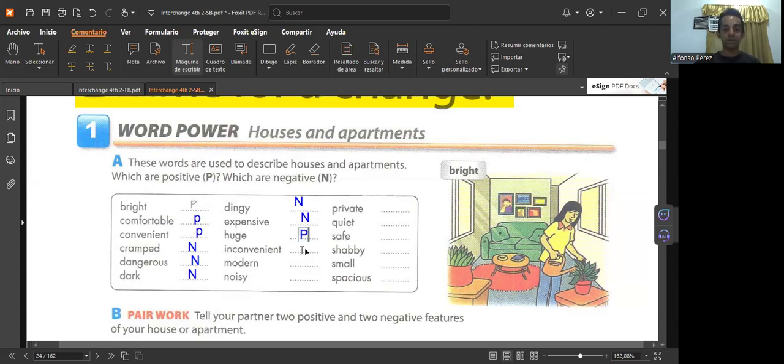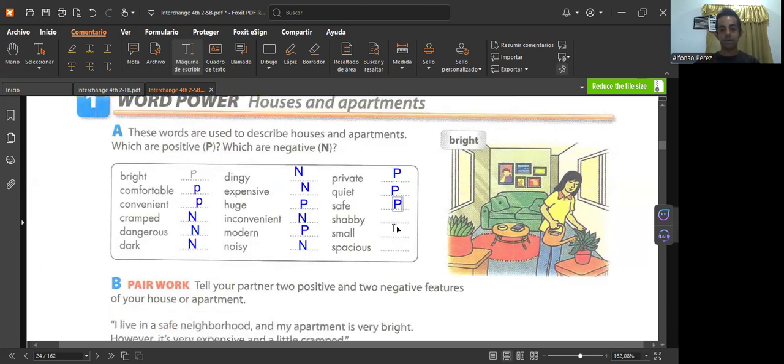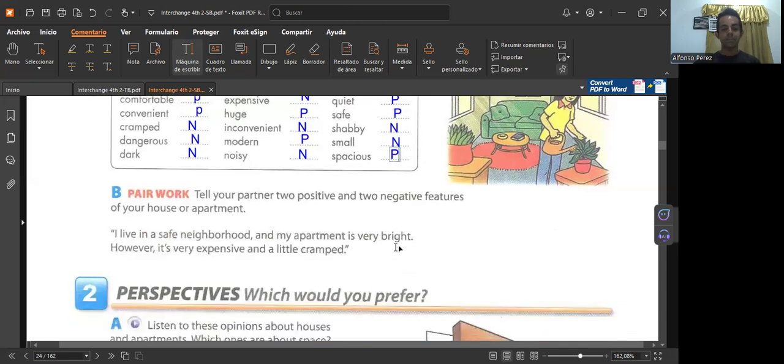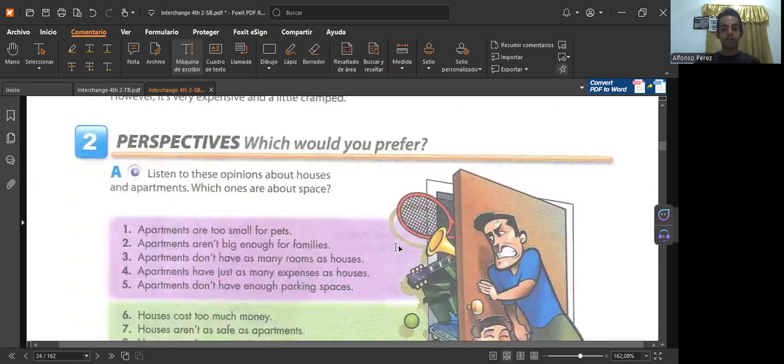Positive. Inconvenient, positive or negative? Negative. Modern, positive or negative? Positive. Noisy, positive or negative? Negative. Private, positive or negative? Positive. Quiet, positive. Safe, positive or negative? Positive. Shabby, positive or negative? Negative. Small, positive or negative? Negative. Spacious, positive.